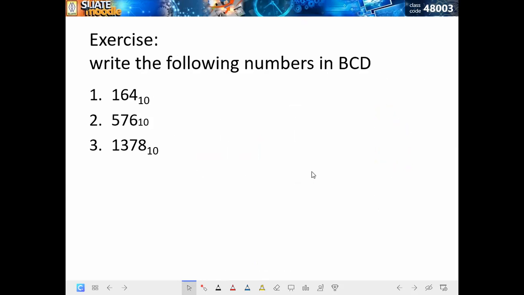Right, then please try this one. You can type the answer in the chat box.